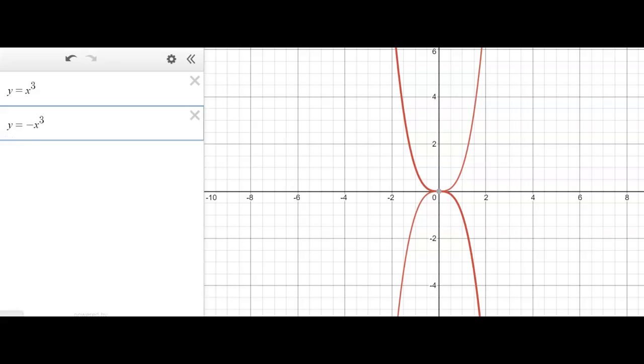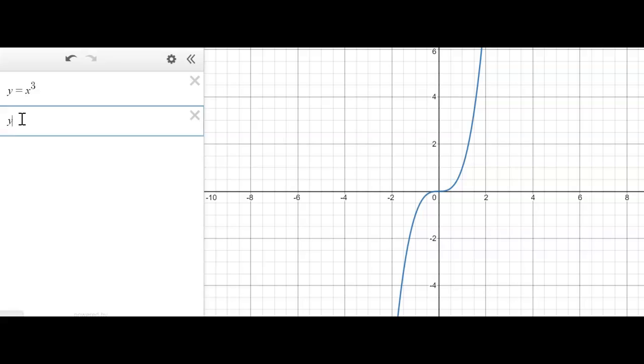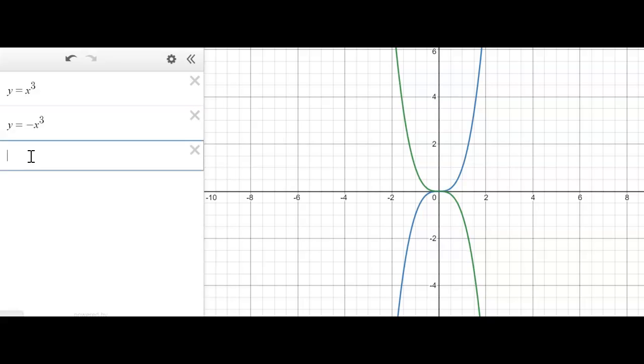I don't know why it has the same color sometimes. It's really frustrating. Let's just start again and we'll see what happens. y equals x to the power of 3. Okay, now we've got a blue one. y equals negative x cubed. Oh, cool. I don't know why we didn't have different colors before. So there you can see the reflection, and that is a reflection in your x-axis.